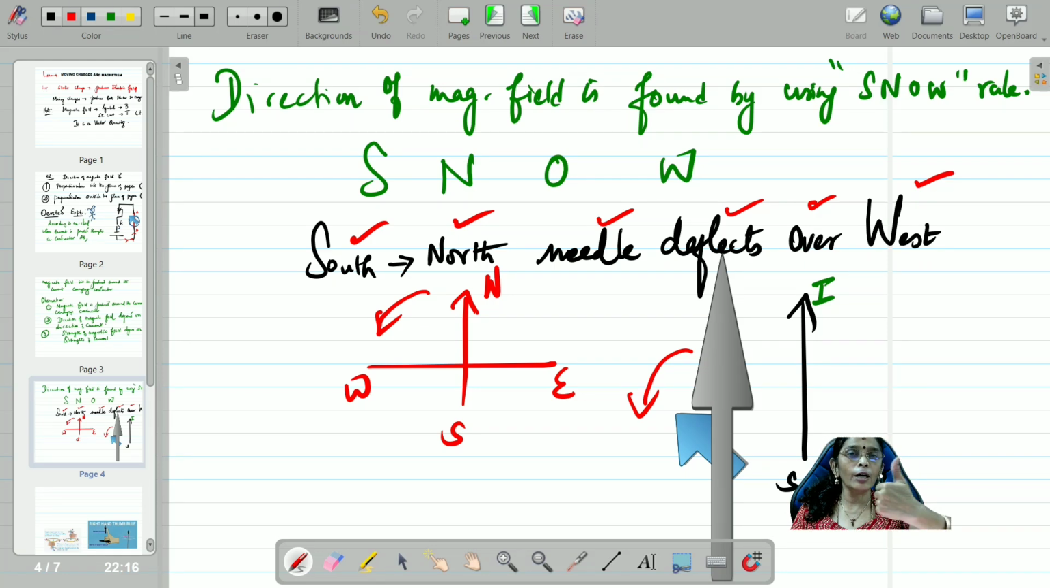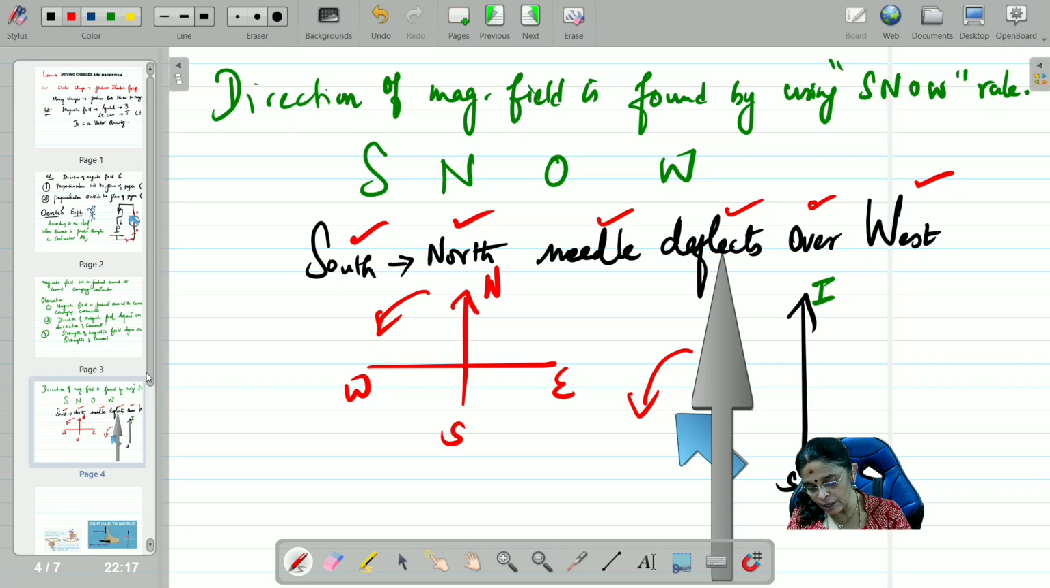If you curl your fingers around the thumb, the fingers will represent the direction of the magnetic field, whereas the thumb shows the direction of the current, which is possible only for the linear conductor. Children, can you listen here? Let us take this conductor as linear. This is the thumb. So thumb shows the direction of the current, and the fingers encircling will give you the direction of magnetic field. Look at my fingers. Is it coming anti-clockwise? Yes. Thumb shows the direction of the current. Fingers encircling will give you the direction of the magnetic field.